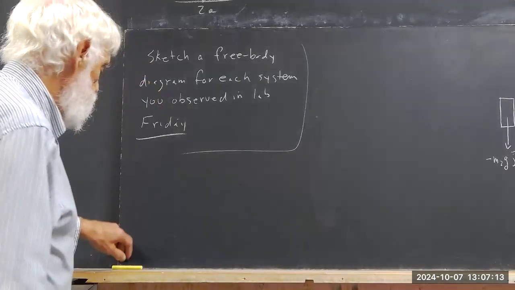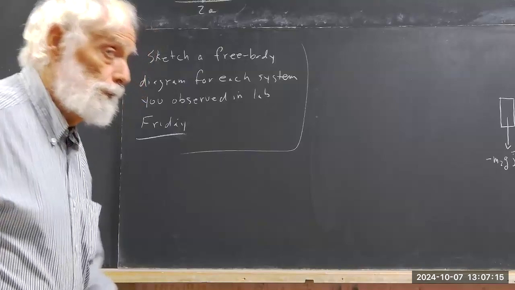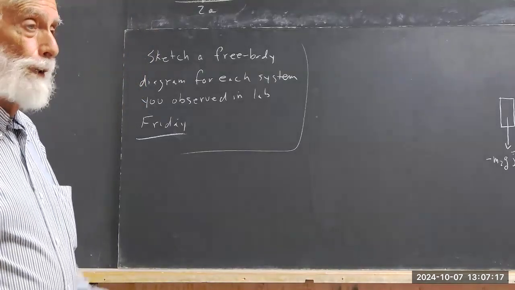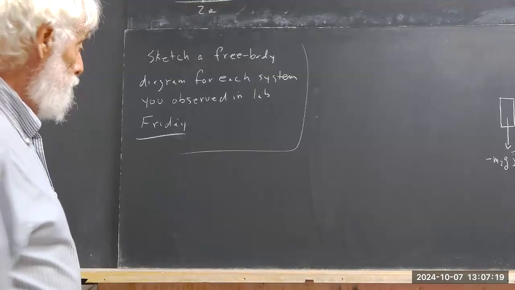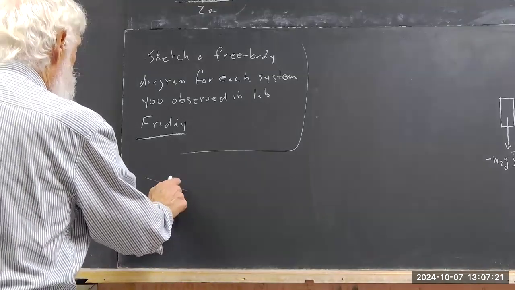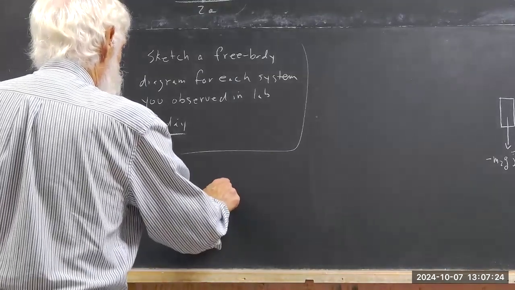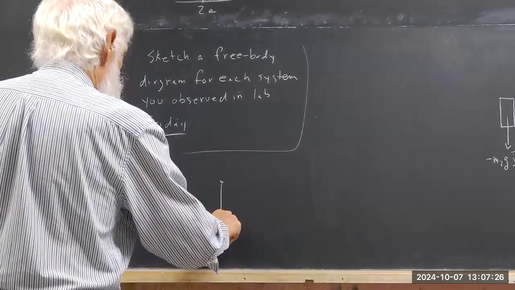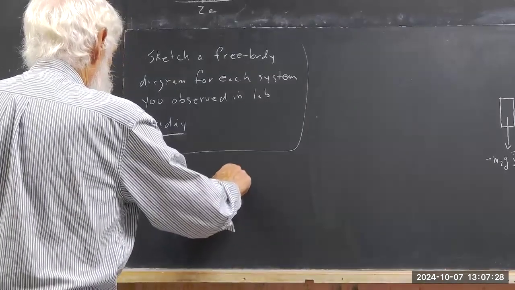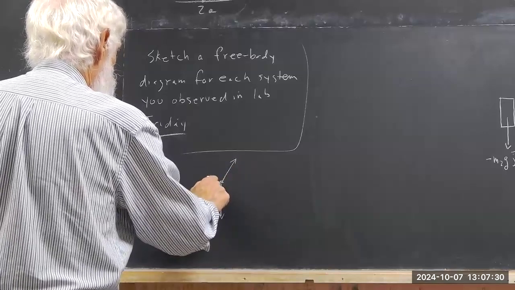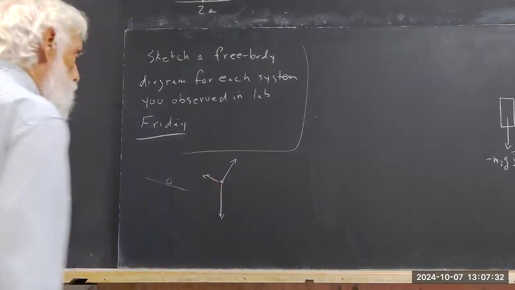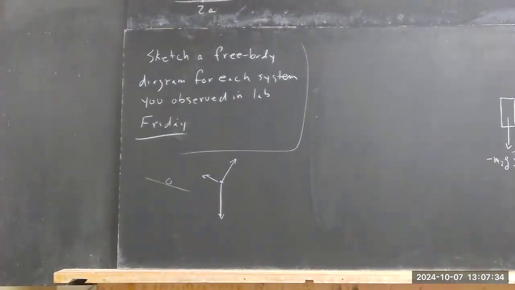Okay, so I asked you to sketch a free body diagram for everything you saw in lab on Friday. Well, there are things you're not going to immediately think about, like everybody drew me a ball and a ramp. And pretty much everybody, I think, included friction. A free body diagram maybe looks like this.